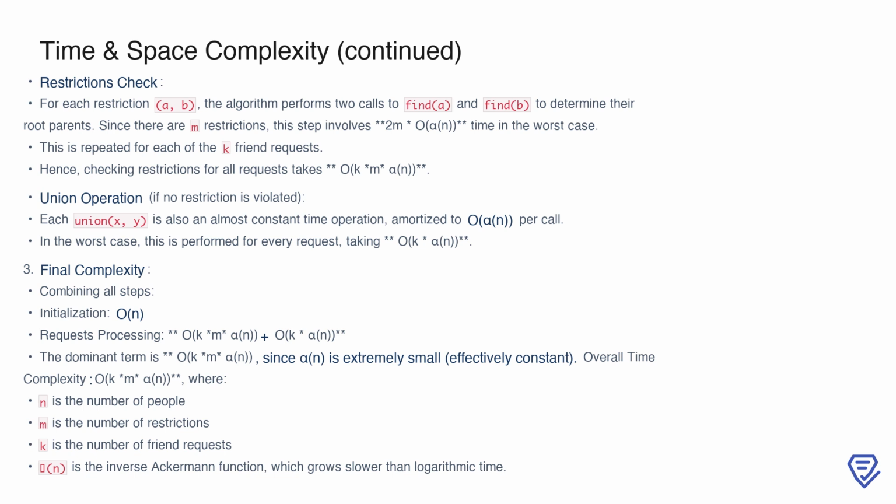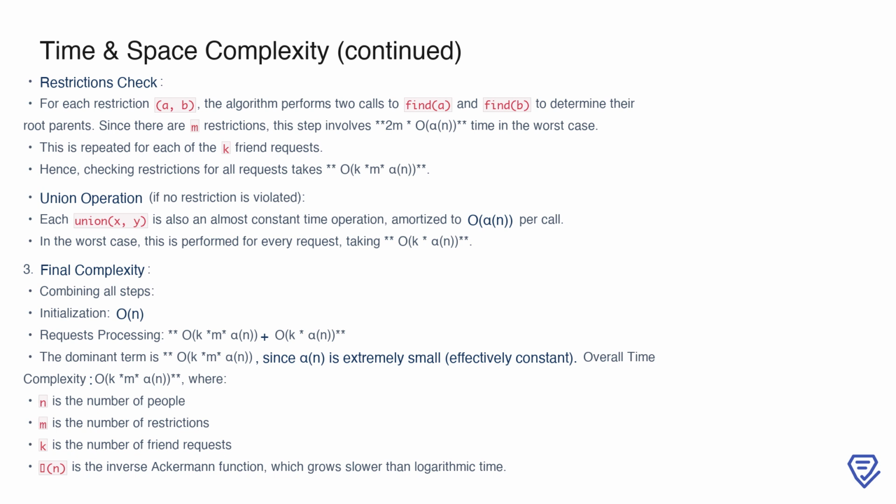Now, let's consider the restrictions check for each friend request. For every restriction, [A, B], the algorithm uses the find operation to determine the root parents of A and B. This requires 2 calls to find for each restriction, resulting in a time complexity of 2m * O(alpha(n)), for m restrictions. Since this check is repeated for all k friend requests, the combined cost for checking restrictions across all requests becomes O(k * m * alpha(n)).